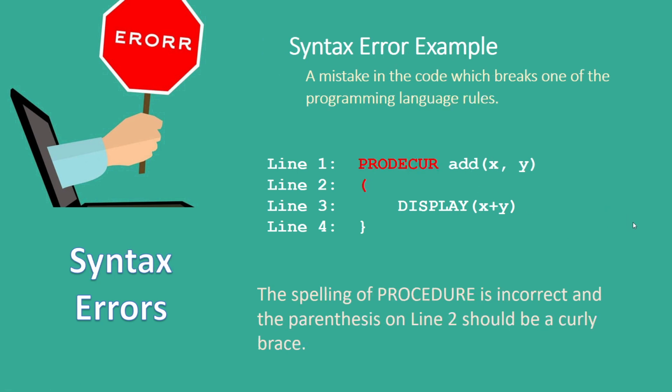Let's look at syntax. A syntax error is the error in how you write the language, right? Because the language has rules, and you break one of the rules. So in this thing, it should say procedure, but I've spelled it predicator. And then I've used a parentheses instead of a curly brace. So that's clearly two problems here with my code. That's syntax.